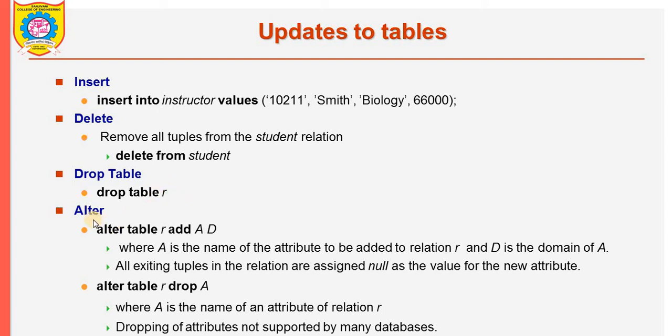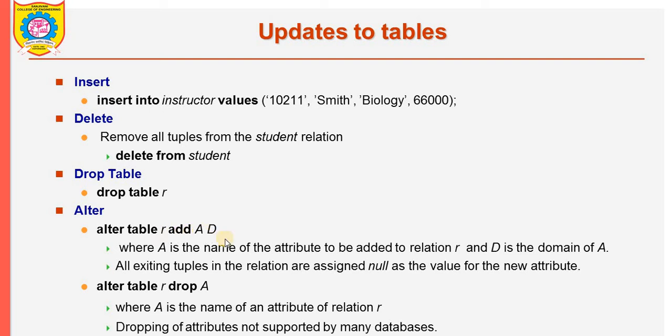The alter command is a data definition language command, and it is used to change the name of the column or the name of the table, but it will not change any record of the table. So alter table is a command that belongs to data definition language. Alter table, these are keywords. R is the name of the table.